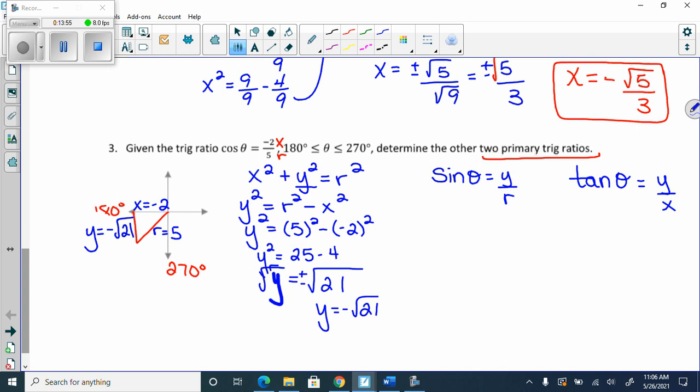Now this one's actually nice because the two trig ratios we have to find both actually have y's on the top, and y is the ugly radical, right? If it was the other way and it was in the denominator, you'd have to rationalize it, but both of these have y's in the top. So you can just fill them in. So sine theta equals negative root 21 over 5, and tan theta equals negative root 21 over negative 2, which is just root 21 over 2.